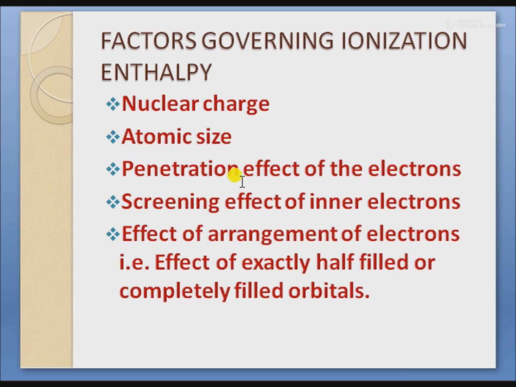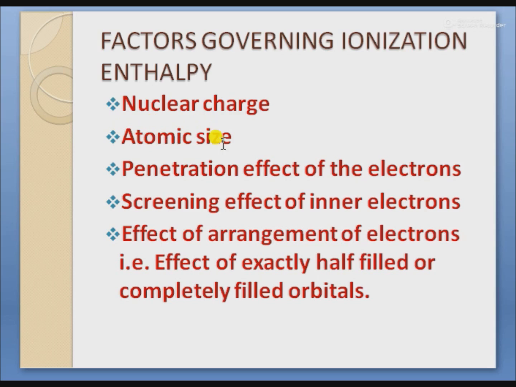Next, factors governing ionization enthalpies. First is nuclear charge. As the effective nuclear charge increases, ionization enthalpy also increases, because electrons come closer to the nucleus and are tightly held by the nucleus, and more energy is required to remove the electrons from the outermost shell.